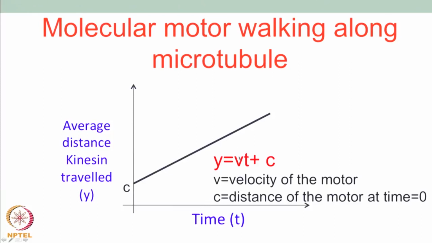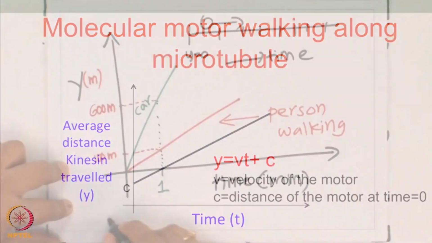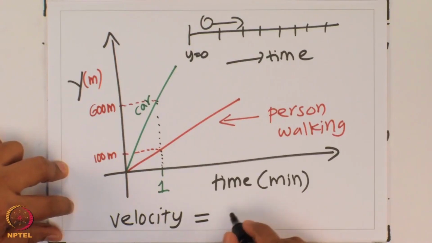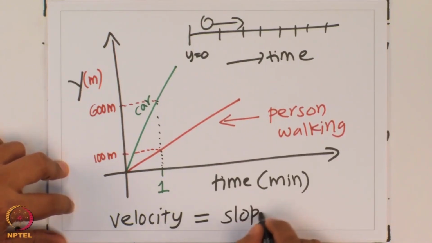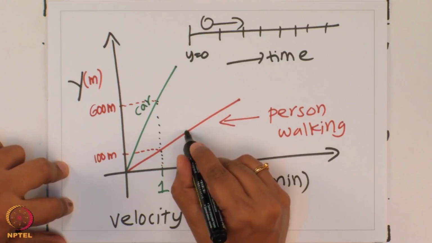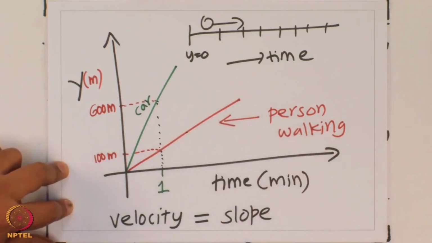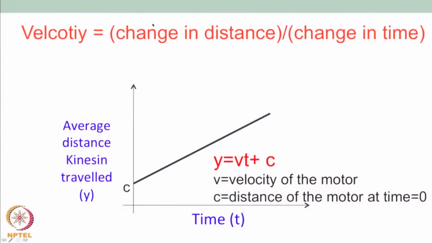Now what is v? We all know that v is nothing but the velocity. And the claim here is that velocity is nothing but the slope. As you know, velocity is the equivalent of m, which is the slope, and the person has smaller velocity compared to a car. This we all know. So how do we calculate velocity? It is the change in distance by the change in time. Now how do we represent that mathematically?